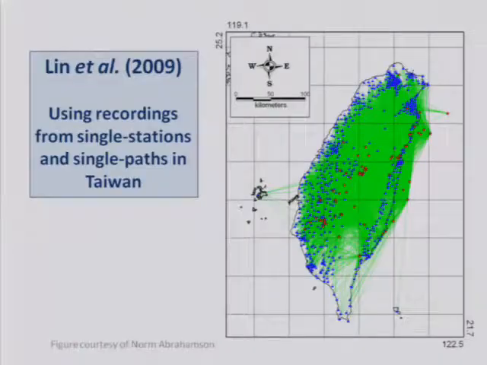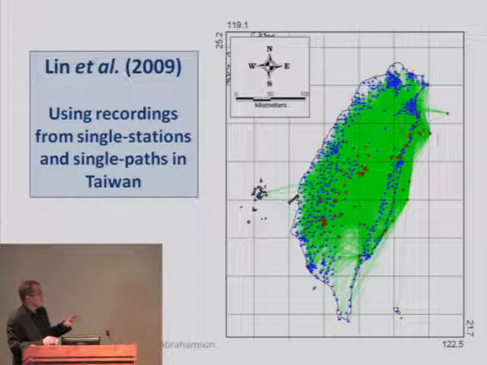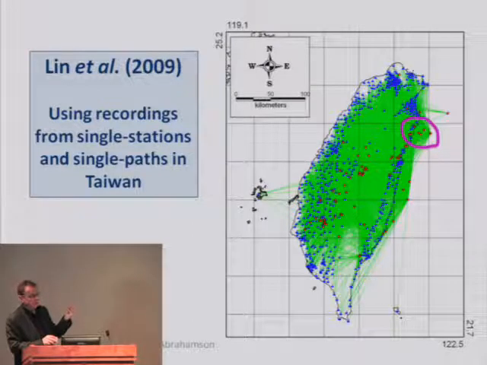Another study, which is in press or under review, uses data from Taiwan, which Norm and colleagues have prepared. It looks green here because this is all the travel paths connecting stations and earthquakes. The stations are the red and the earthquake epicenters are the blue. And they've done both single station sigma using those recordings, but then also taking clusters of earthquakes, looking at just those single effective source areas and the single path-site combinations for different groups of the recordings.